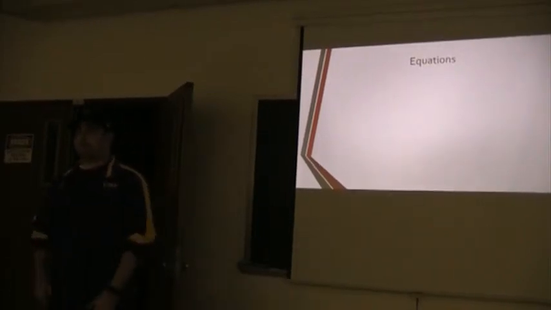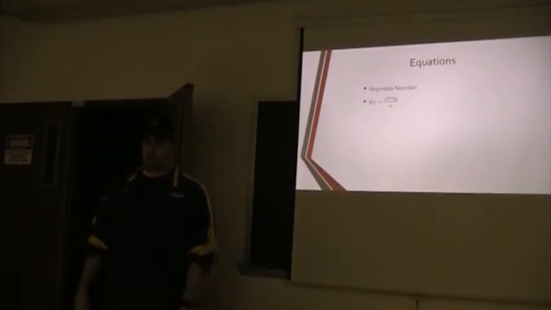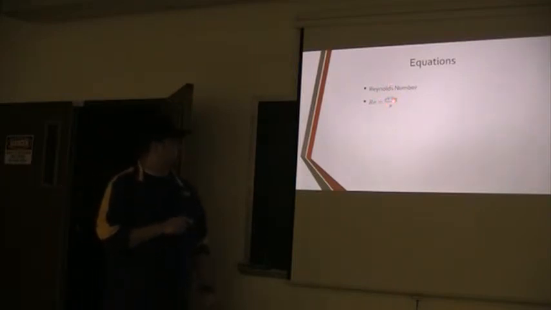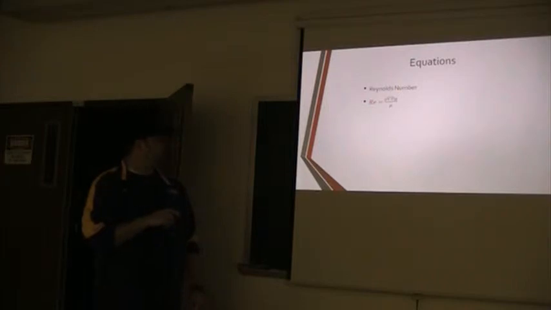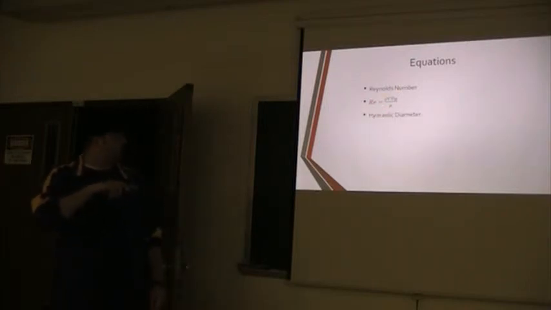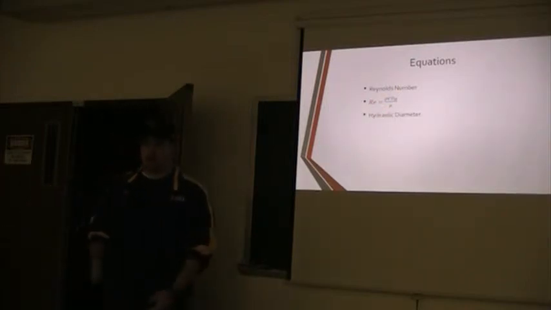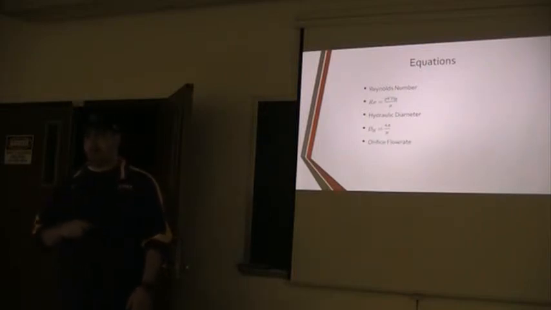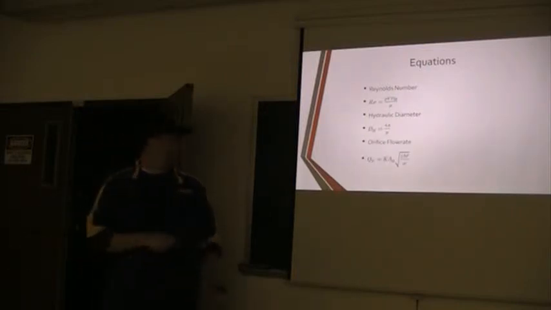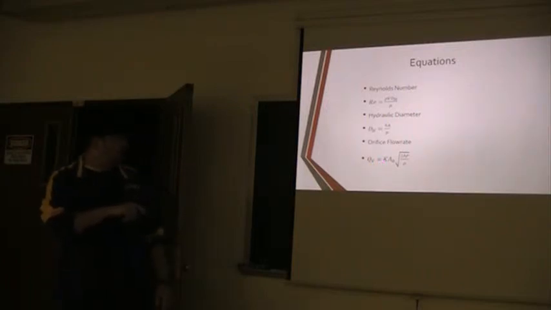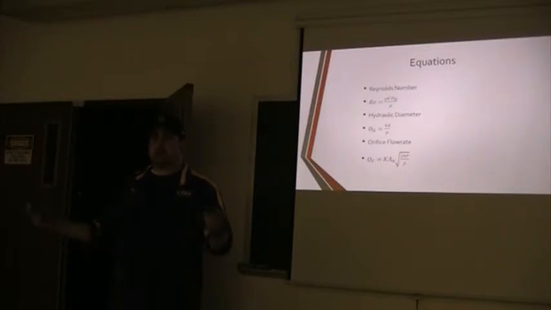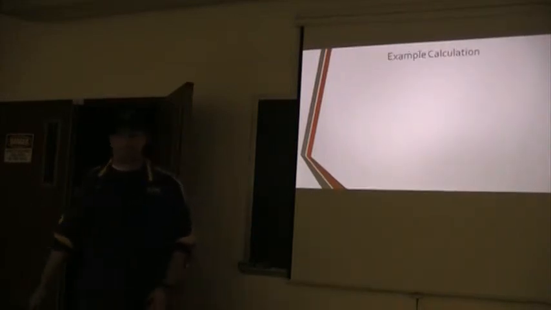Some of the equations used in this experiment are the Reynolds number equation, which is the density times velocity times the hydraulic diameter divided by the viscosity. To determine the hydraulic diameter, it's 4 times the cross-sectional area divided by the wetted perimeter. And then for orifice flow rate, you have K, which is a constant, the cross-sectional area of the orifice, your change in pressure, and the density of the fluid.